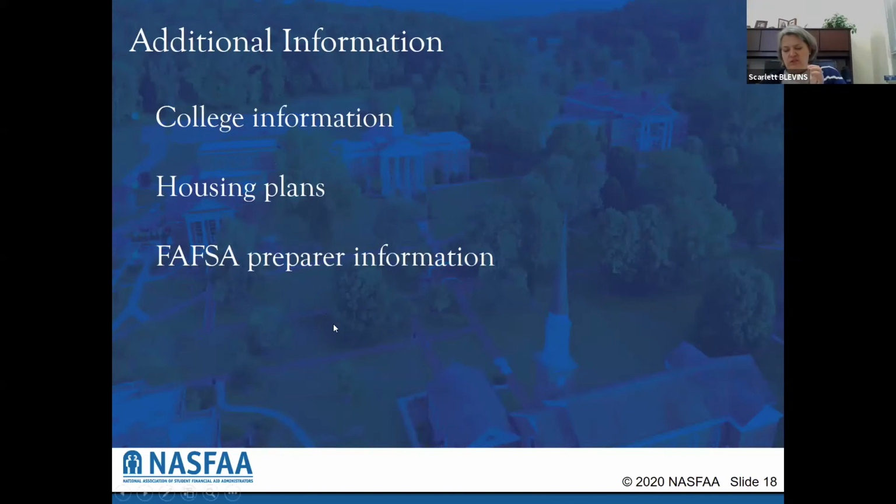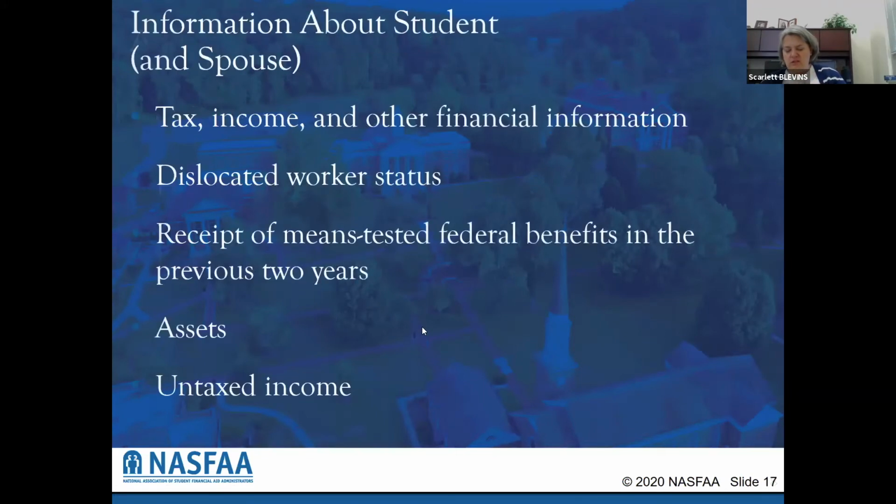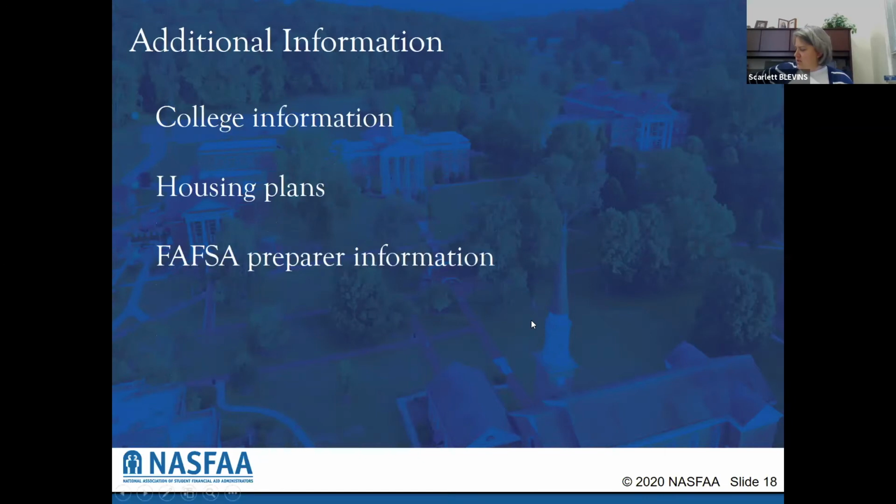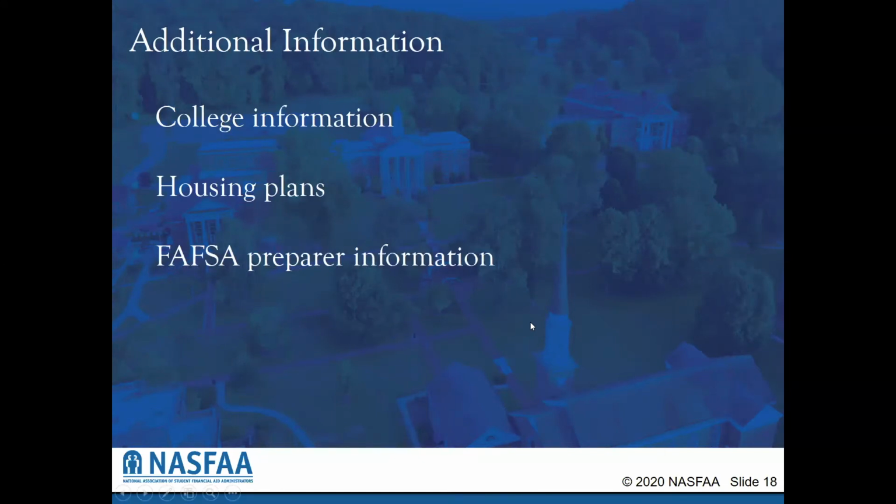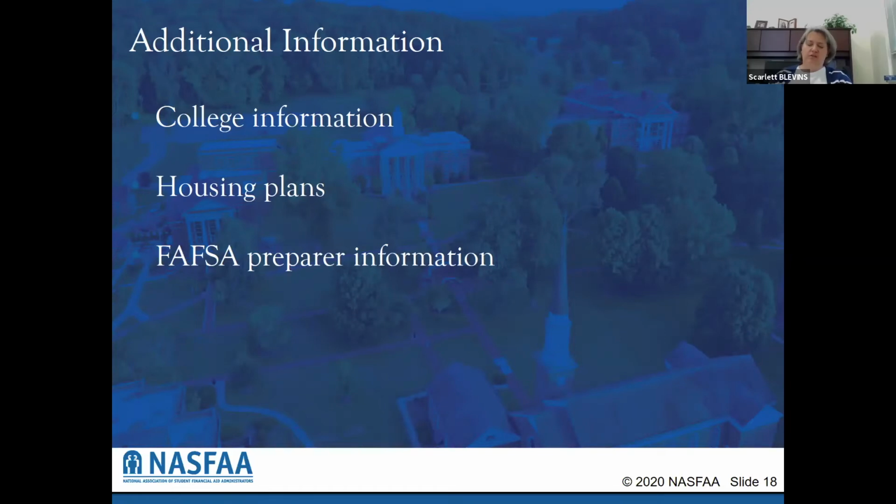And then the student, if they are independent and married, their spouse information would need to be included. So again, it's the same information as for the parents. So they'll be asking for that information. And again, if the student is married, they would be considered independent. So they would need spouse in place of parent information on that.